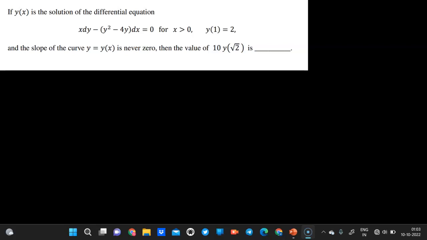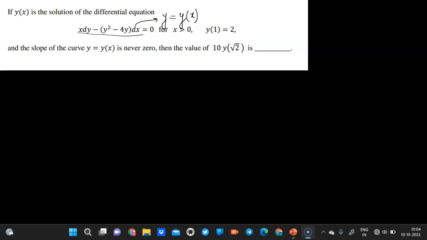Now let us discuss this question. Here y(x) is the solution of the differential equation which is given here. It means that after solving this differential equation, we will get y equal to some quantity dependent on x, and this statement says that y(x) is the solution of this differential equation, hence we will be getting here y(x). Okay, this statement is clear.